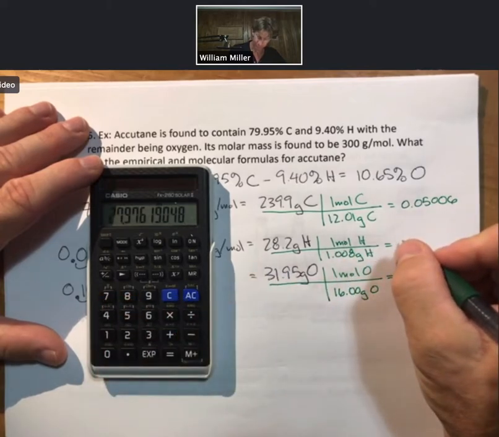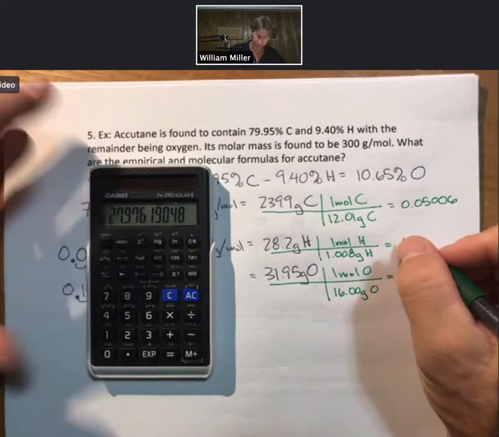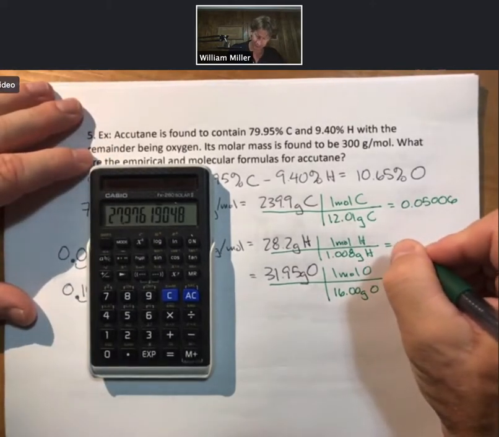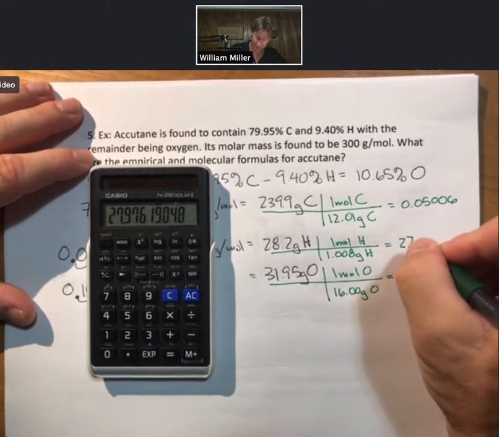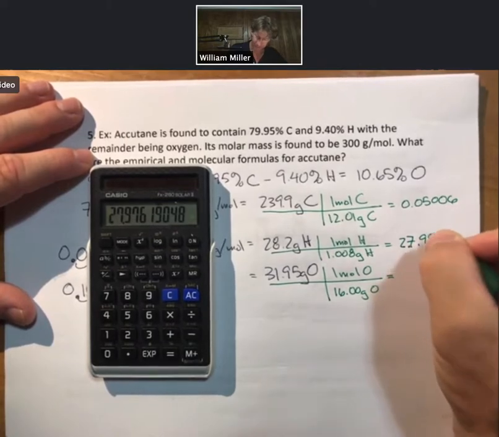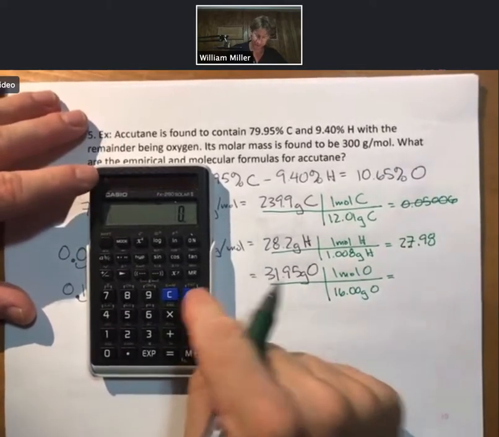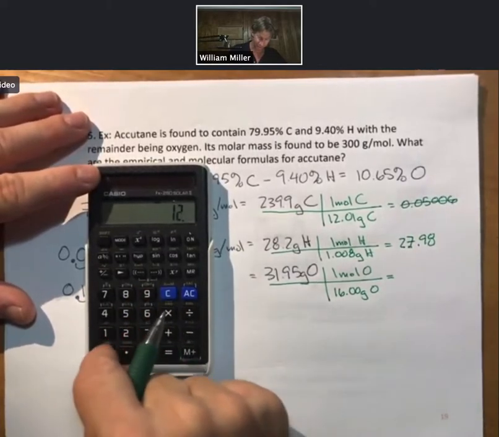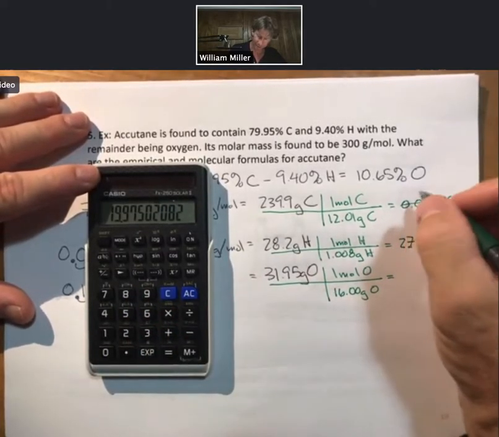Keep an extra digit, why not? Well, yeah, no, that's a very large number. It stumps me at first. 27.98. Wait a minute. Something's up here. My apologies. 239.9 divided by 12.01. There we go. My apologies.